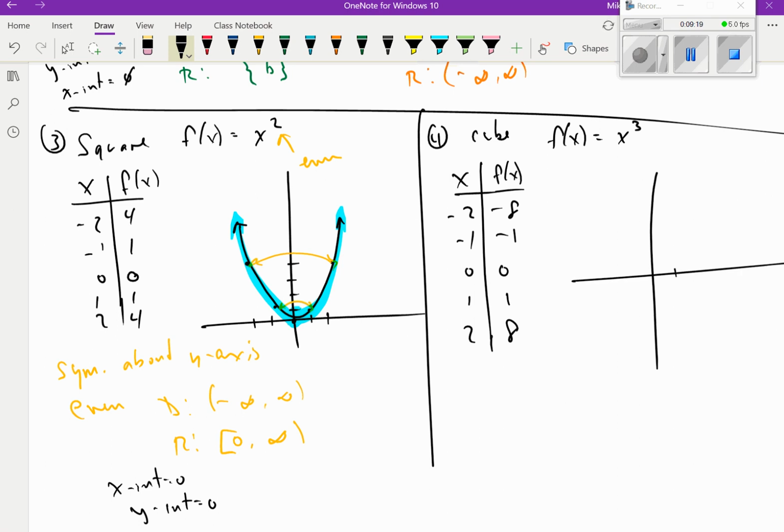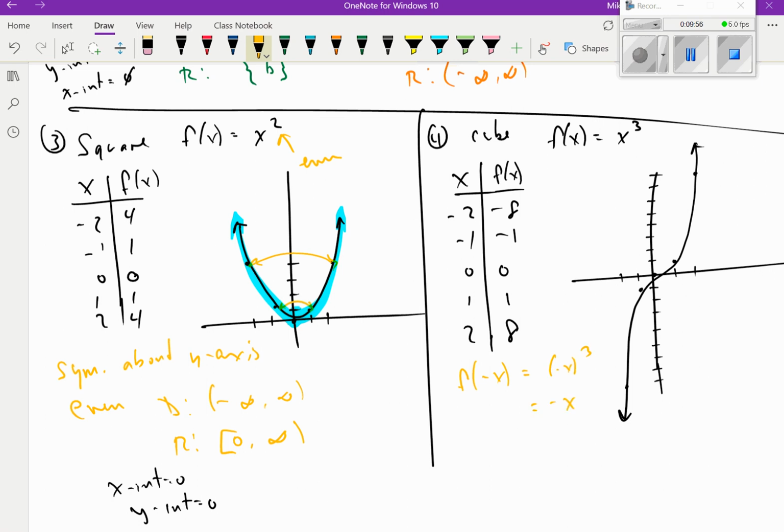So as we take a look at our graph here, at -2, I'm -8, -1, -1, 0, 0, 1, 1, and then 2, 8. So our graph looks like this. And when we take a look at this particular graph, we can see that from the graph, it looks like we're symmetrical about the origin. We could check that algebraically. We could say, what is f of -x? Well, that would be -x cubed.